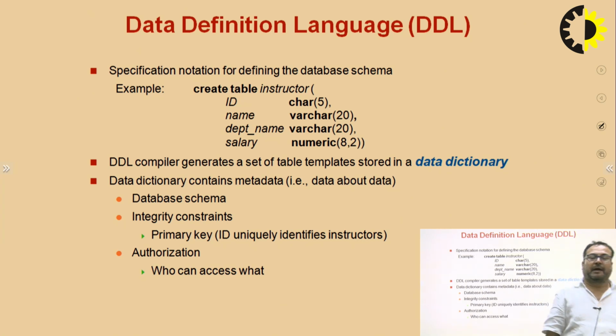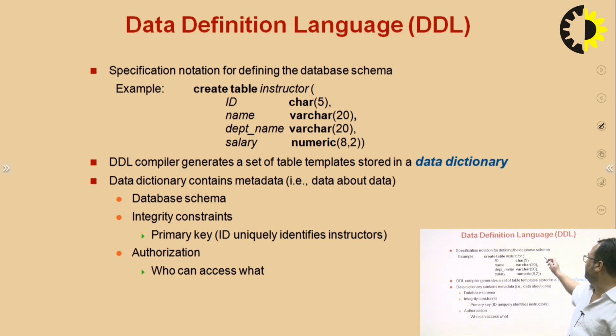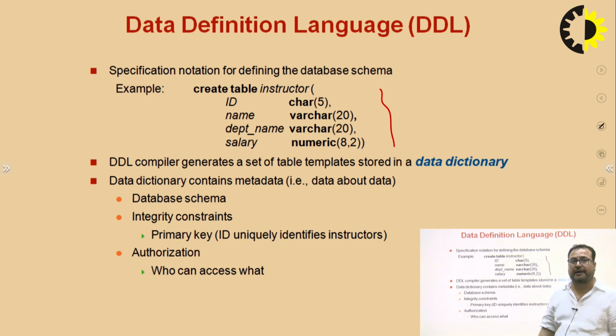Next one, database management language could be categorized under DDL and DML. In DDL, you create the database schema. These are just commands using SQL and so on. You could create the table, I mean relations. Like here we are going to create the instructor table with ID, name, department name, salary, and so on. The DDL compiler generates a set of templates stored in a data dictionary.